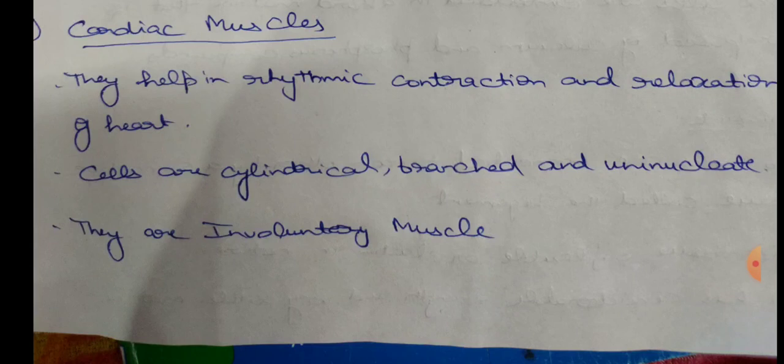You cannot control it. If you run fast, the heartbeat becomes faster. Or if you are doing any work and after some time you stop, then the heartbeat comes back to normal. So it is not under your control. It is adjusted by the body. That's why they are known as involuntary muscle. So these were the three kinds of muscles: striated muscles, smooth muscles and the cardiac muscles.